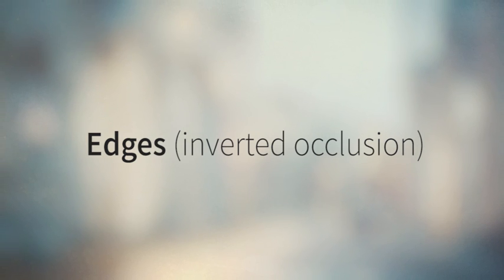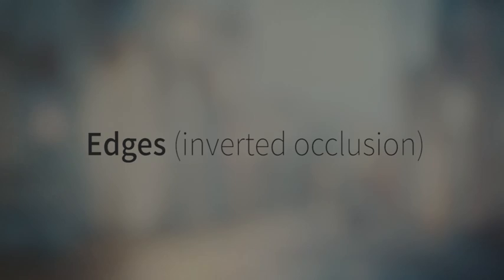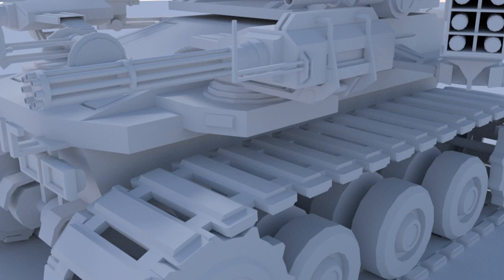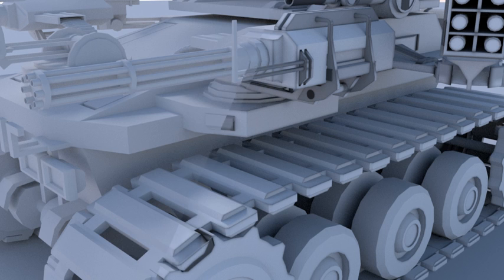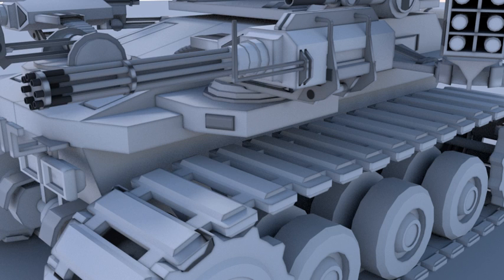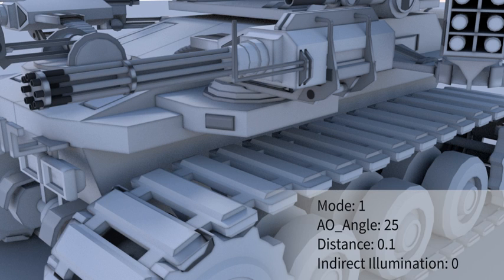But what if we want to invert the ambient occlusion to affect the edges of our geometry? Using this OSL shader we can simply set the mode to 1, angle to something like 25 and lower the distance and make it 0.1.